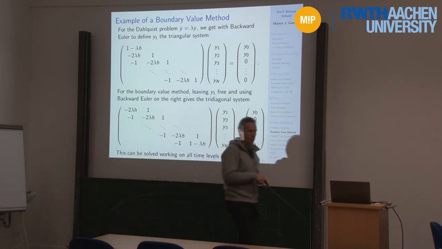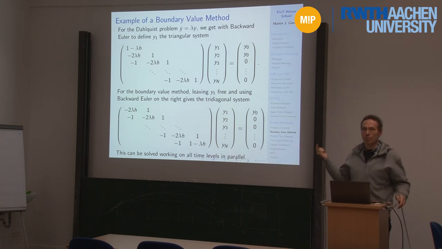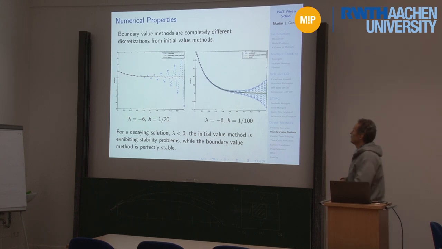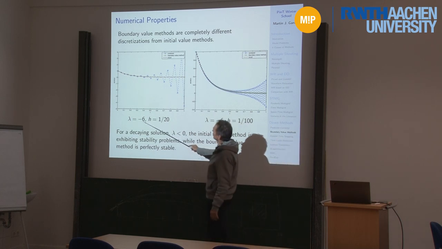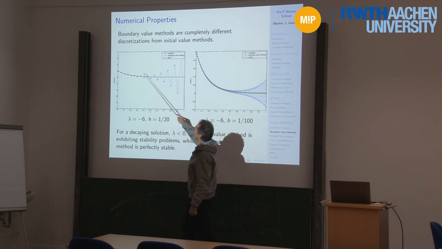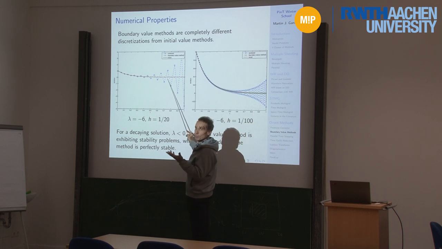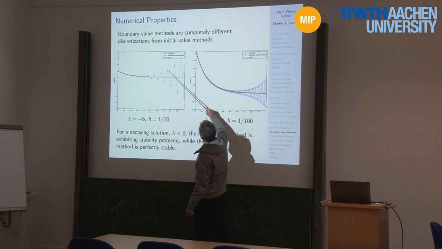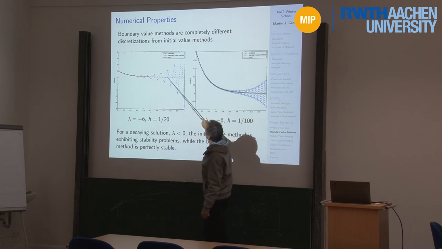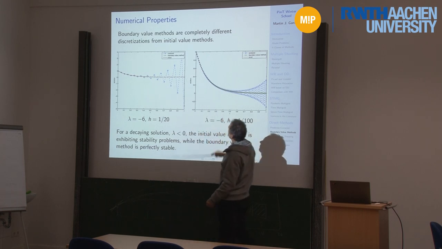So I wanted to know what these methods do. It's definitely a different method because I don't impose the same condition. It gives a different solution. And it's really funny. They're really different. They don't behave like what you would expect. So if you do this for the Dahlquist equation with a negative lambda, the exact solution decays exponentially because lambda is negative. But the normal scheme that I showed with Euler, it's actually not happy with this problem. It starts oscillating. The boundary value method is very good. The green solution is very close to the exact solution.